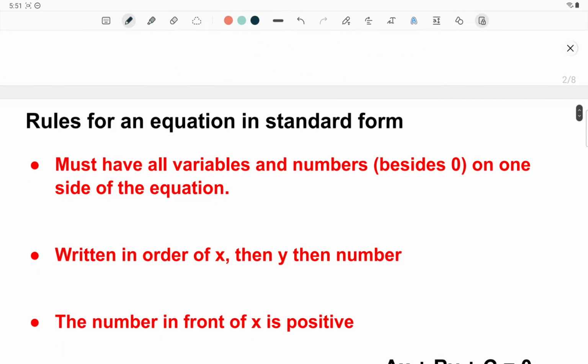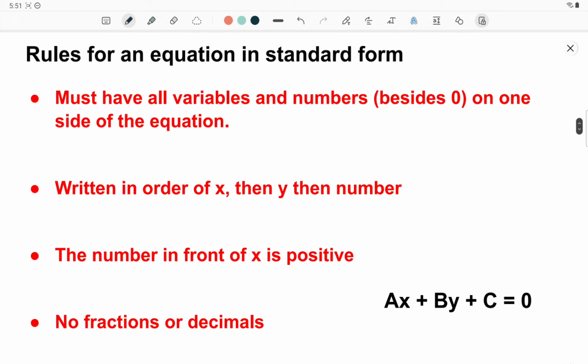All right, so the actual rules for standard form are the following. In the equation, we have to make sure all of the variables and numbers, besides the 0, are on one side of the equation. Whether it's like 2x plus 3, that's one side of the equation, or 0 equal to x plus y, one side of the equation. So that needs to be true.